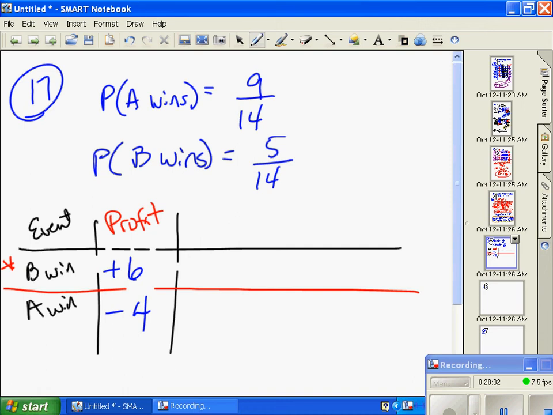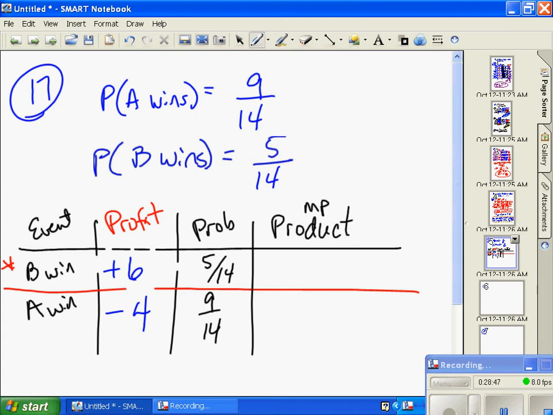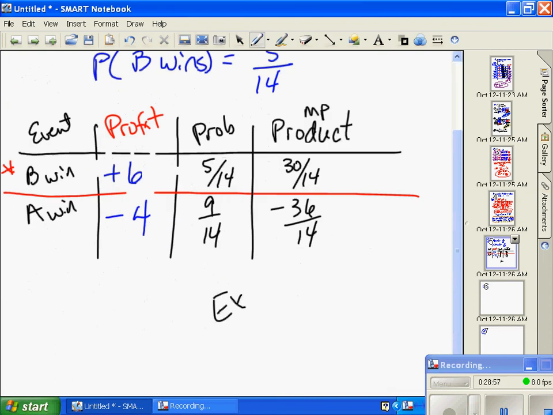Alrighty. So then our probabilities are listed above. This is going to be 5/14 for Team B winning and 9/14. So when I multiply the product, which is, I think I said M times P, that's going to be 30 over 14 minus 36 over 14. My expected value is I add that up. So I get negative 6 over 14. If you want to reduce that, it's a negative 3 over 7.